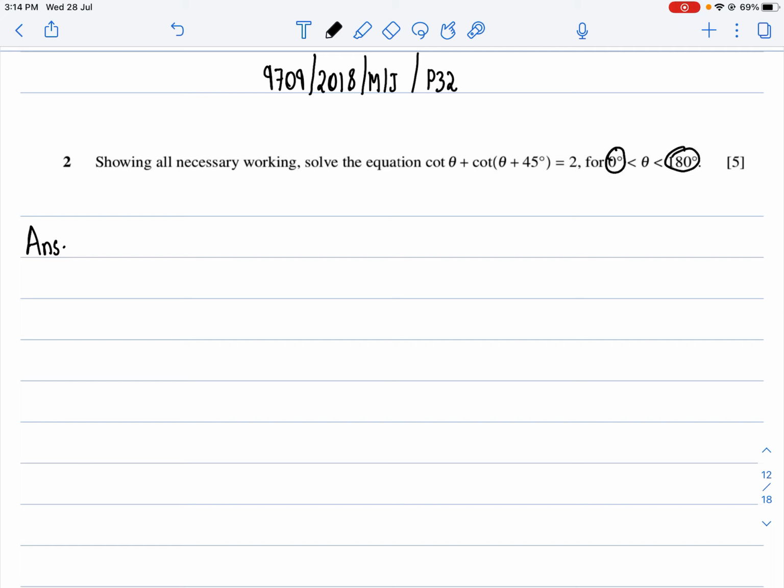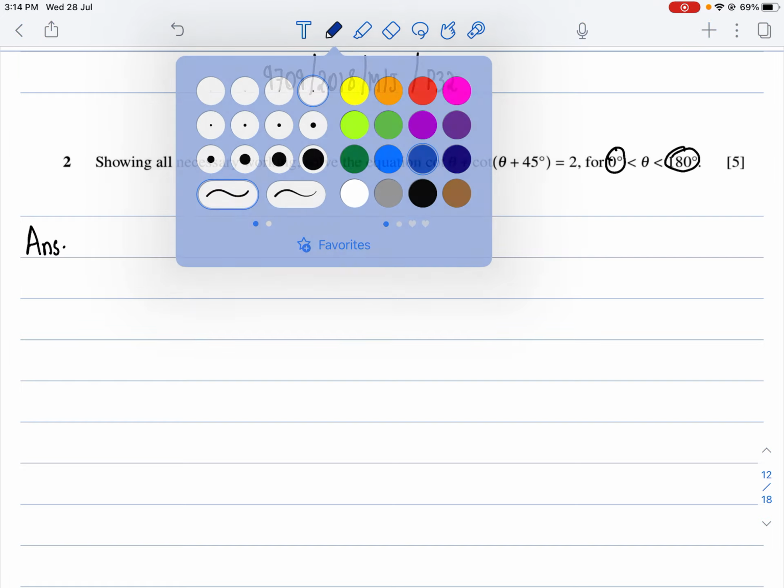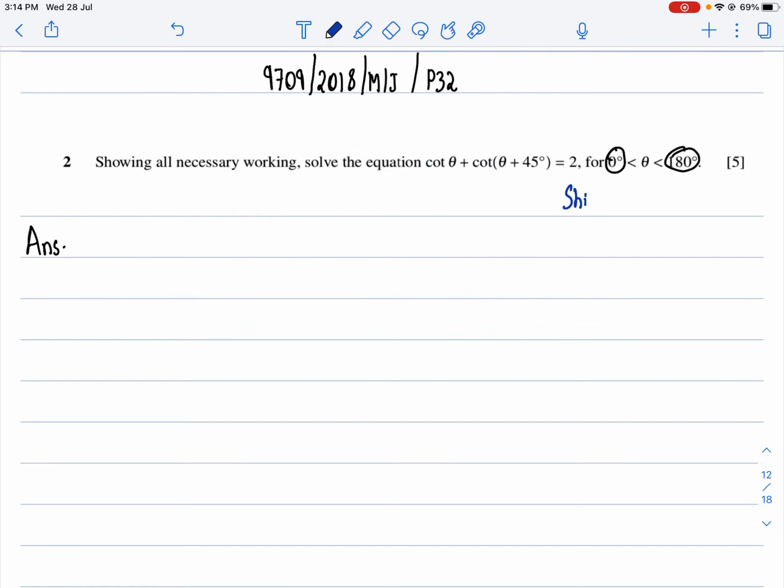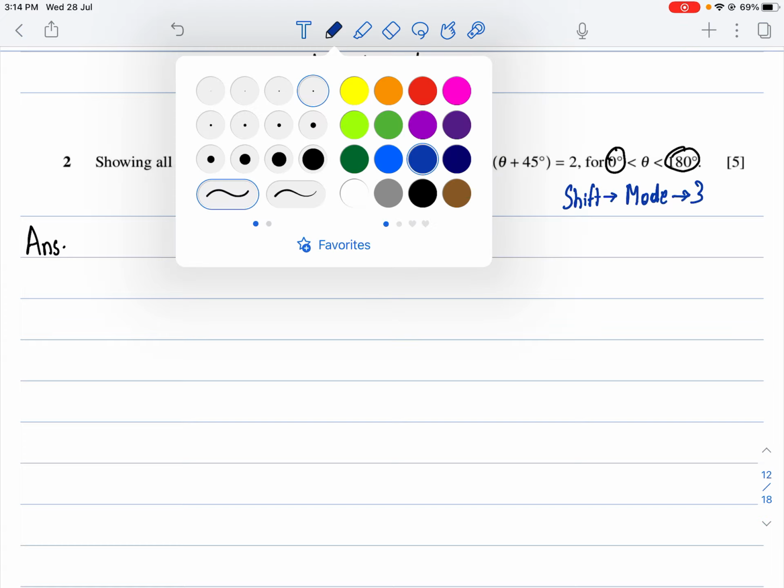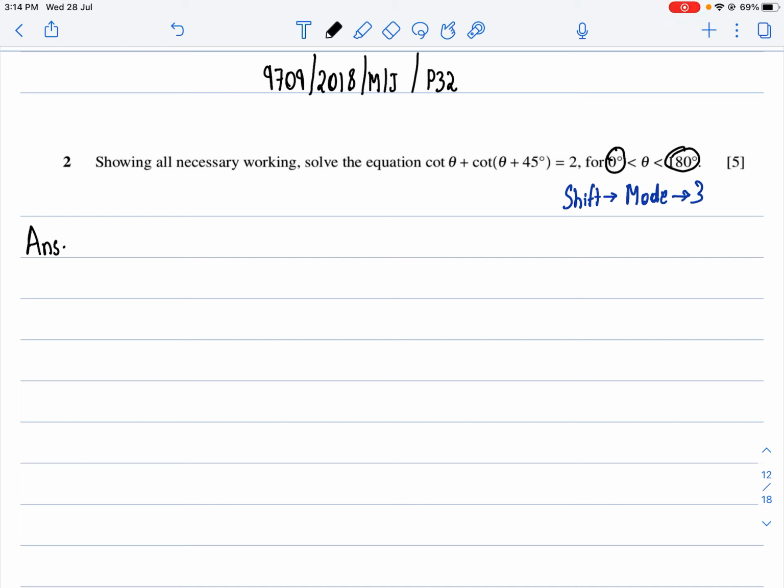So the first step, simple. Click on shift. When you click on shift, click on mode and then click on 3. Correct? When you do that, you come basically in the degree mode. So now I have my equation. Correct? So I'll write my equation down first. I have cot(theta + 45 degrees), which is equal to 2.